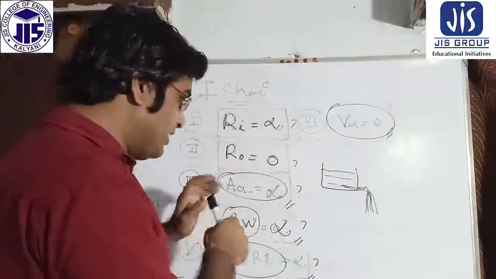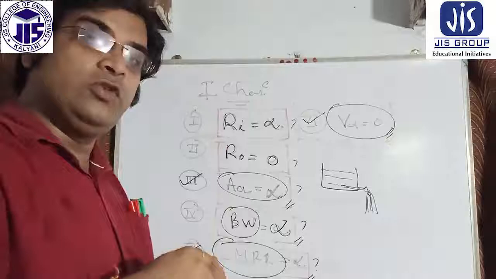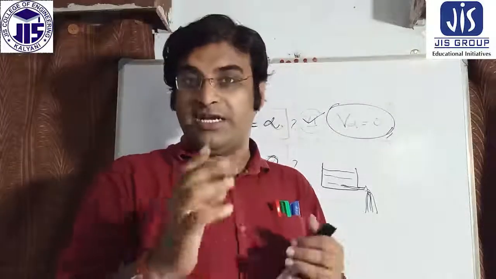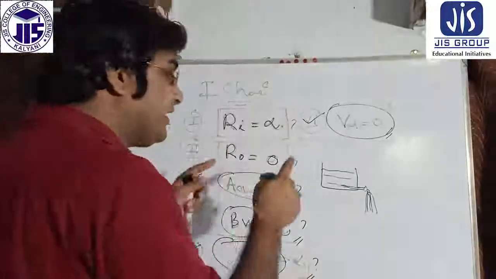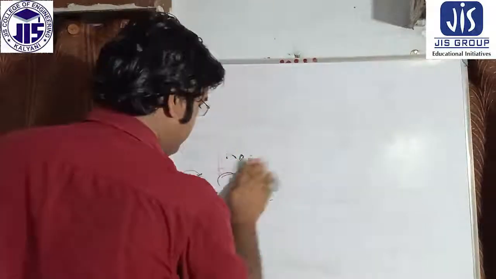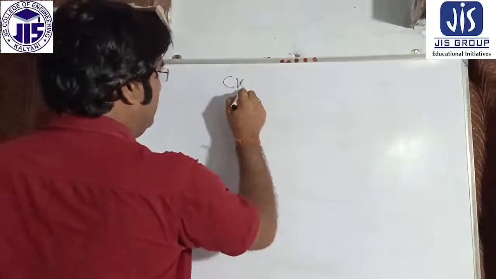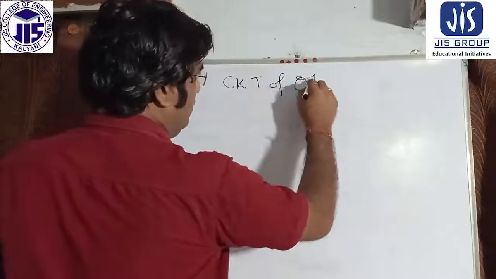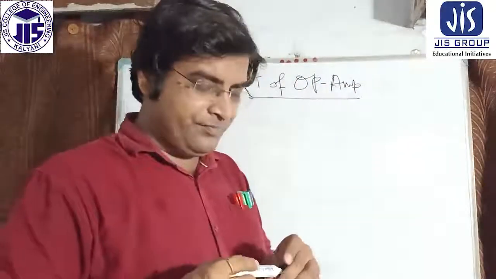For that reason, to define this and this, we have to introduce the op-amp circuitry, otherwise we cannot understand it. So for that reason we have to introduce the op-amp circuitry first. Now we go for the op-amp circuitry, then we can understand about this and this. So, the circuit of the op-amp.